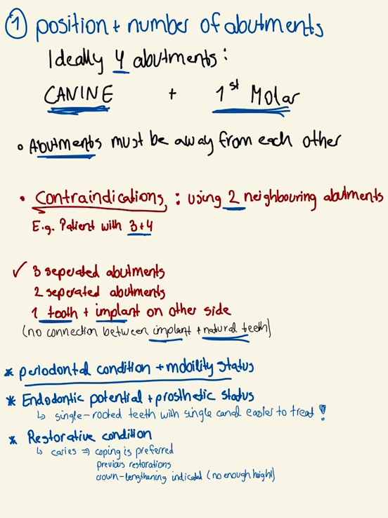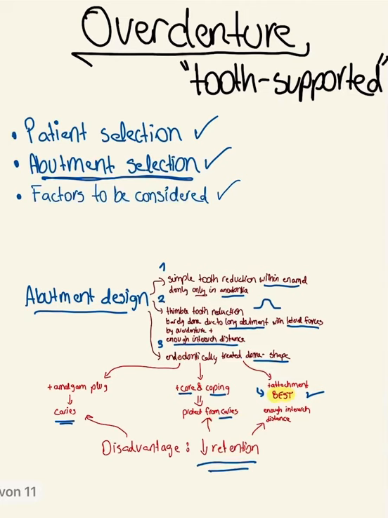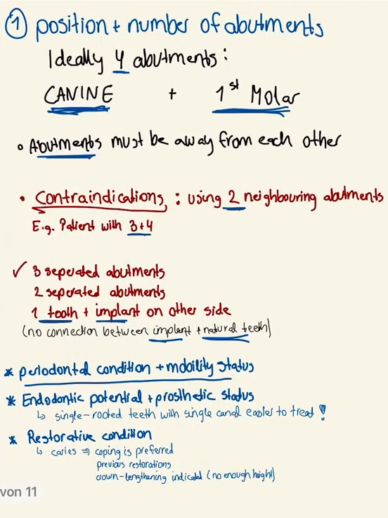Okay, the fourth point for the abutment selection is the endodontic potential and prosthetic status. Many abutments are endodontically treated, but if we have a single rooted tooth with a single canal, they are easier to treat.